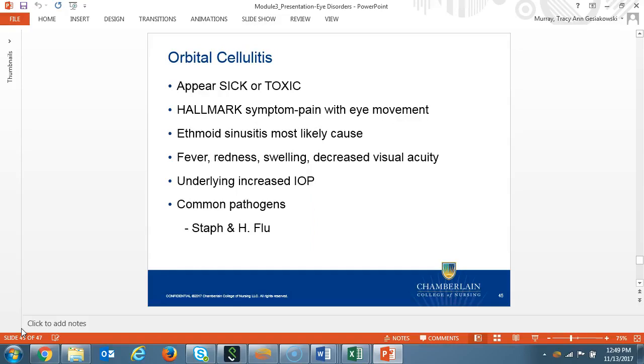As opposed to periorbital cellulitis, orbital cellulitis patients appear sick or toxic. Hallmark symptoms are mild to severe pain, especially with eye movement. Ethmoid sinusitis is the most likely cause. Physical exam findings, you'll see fever and the lids can look dark red and swollen. There is decreased visual acuity and underlying increased intraocular pressure. Pathogens include staph and Haemophilus influenzae.